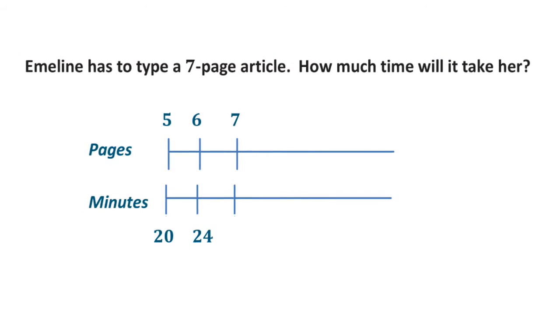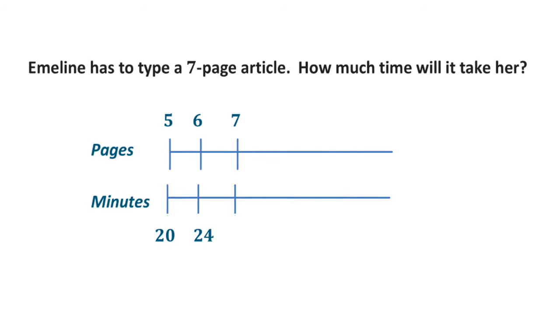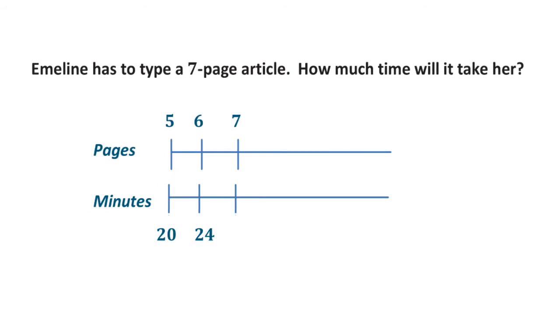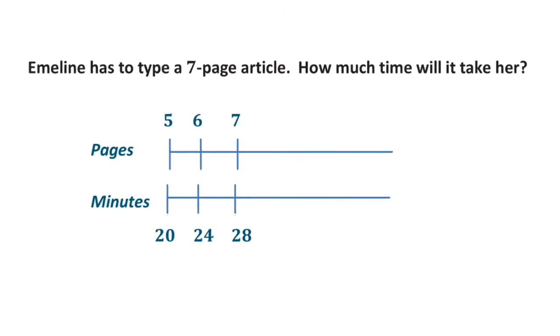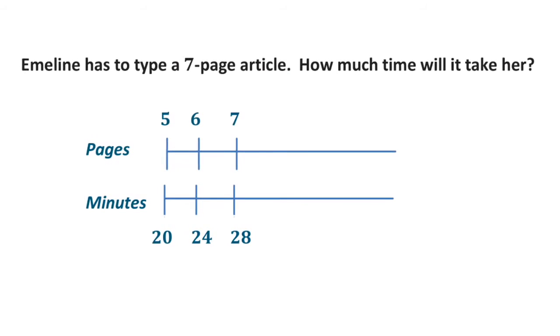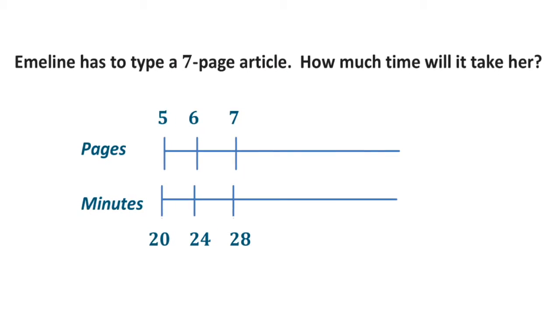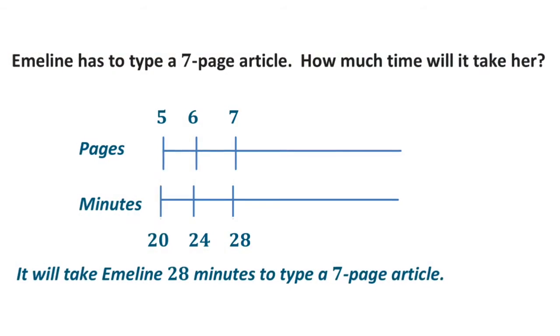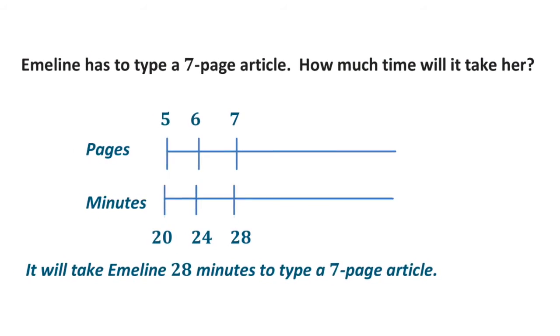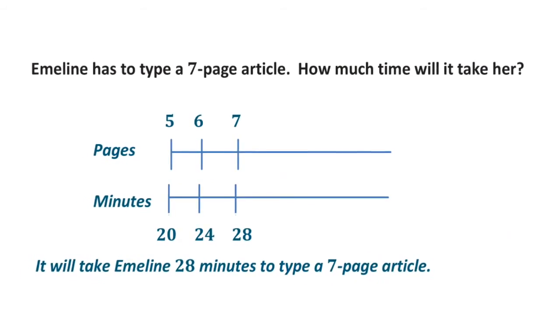But we want to have Emmeline type up a 7-page article. How long will that take? Following this pattern, 7 times 4 will give us 28. 7 pages will take Emmeline 28 minutes. And we write it out something like this. It will take Emmeline 28 minutes to type a 7-page article.